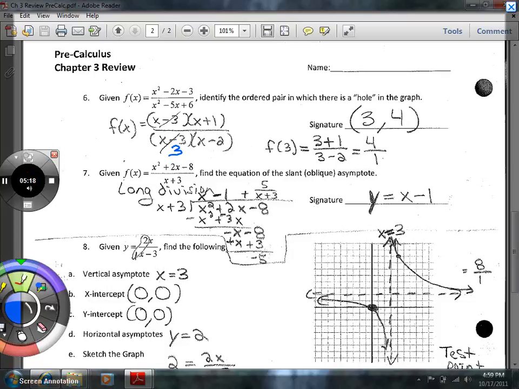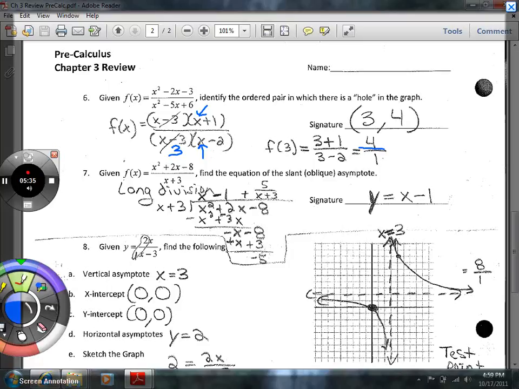And then if we want to figure out the y-coordinate that goes with it, we just take a 3 and plug it in. So we plug in a 3 right there, and we plug in a 3 right there, and that's why we get 4/1. So 3, 4 is where the hole is.